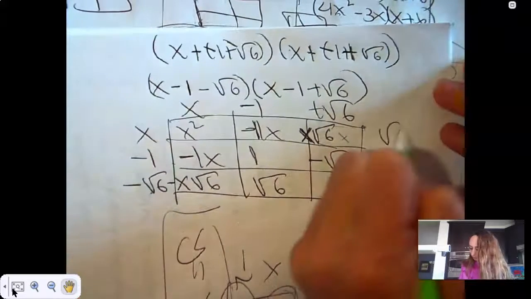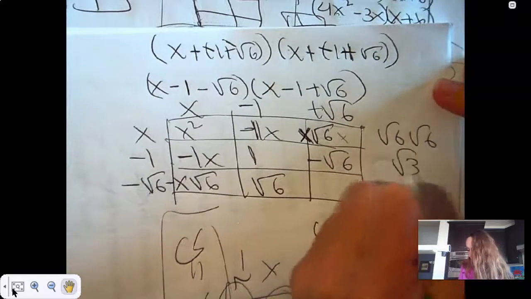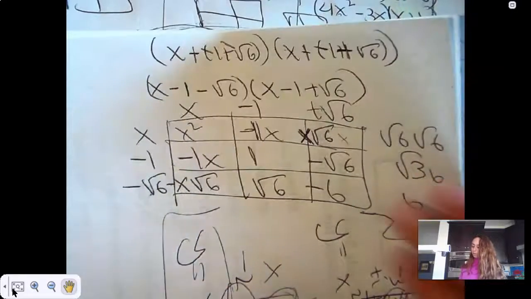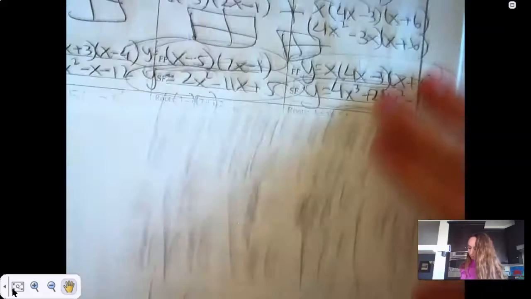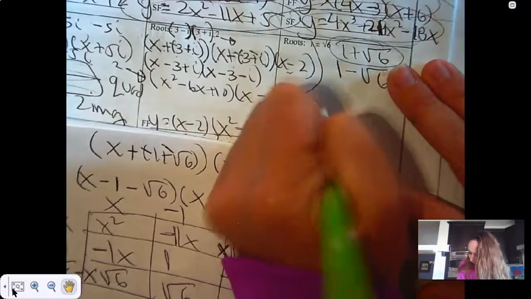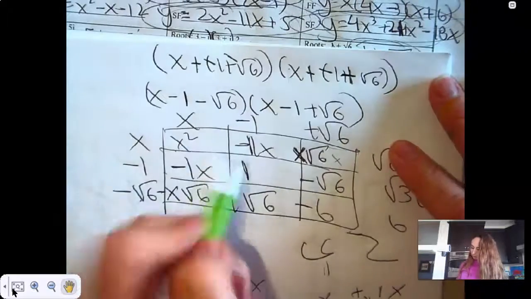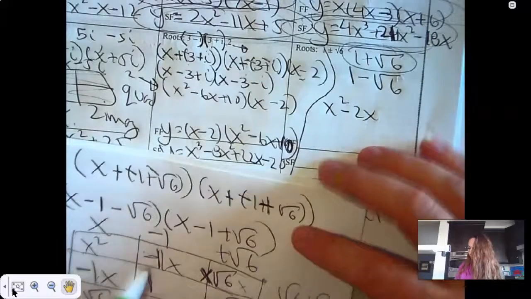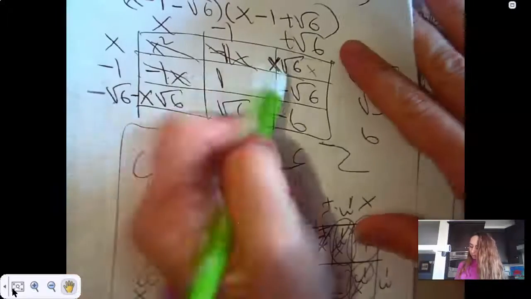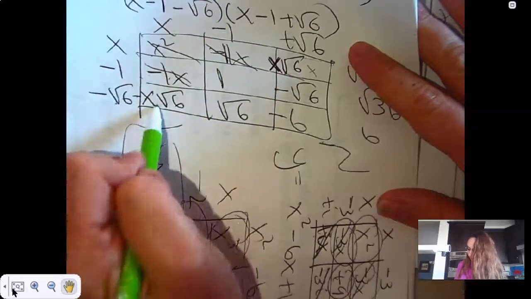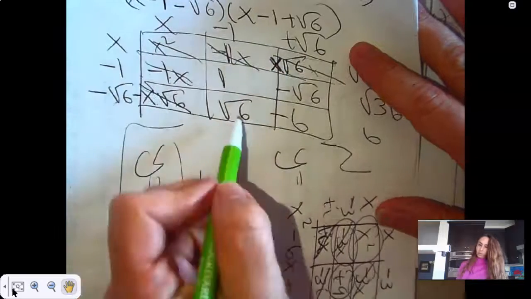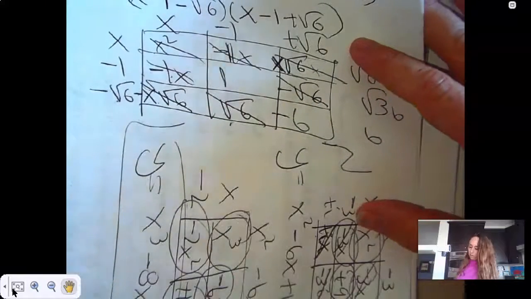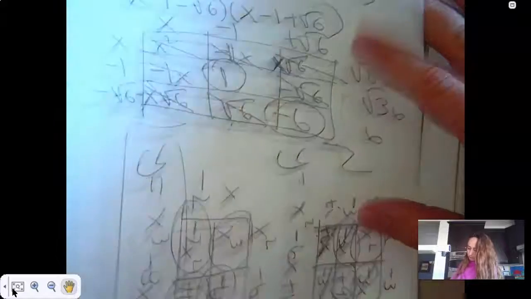Square root of 6 times the square root of 6 is the square root of 36, which is 6. Okay? Now, let's start from the beginning. x squared. Minus 1x minus 1x, minus 2x. Okay. Plus x rad 6 minus x rad 6. Gone. Plus square root of 6 minus square root of 6. Do you notice that? All the square roots are gone. And now 1 minus 6, negative 5.